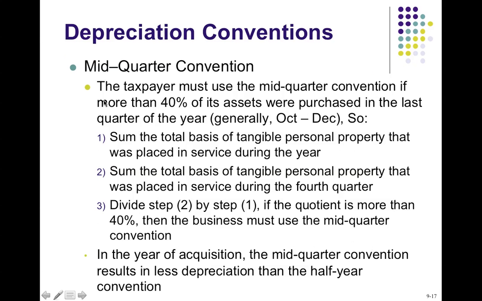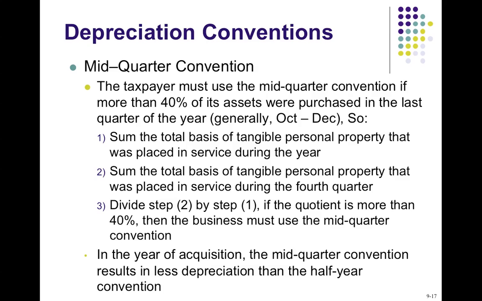Okay, the last thing we need to discuss is the mid-quarter convention. So again, I said the half-year convention is what we use most of the time. This slide tells us when we might have to use the mid-quarter convention. Okay, this is a separate type of convention. Again, the convention is simply telling us how much depreciation we get in the first year and how much depreciation we get in the last year.